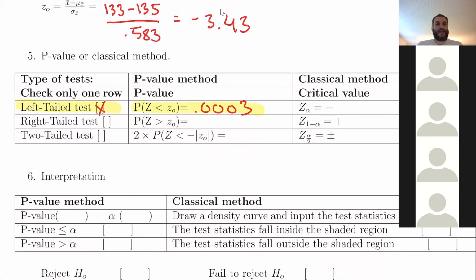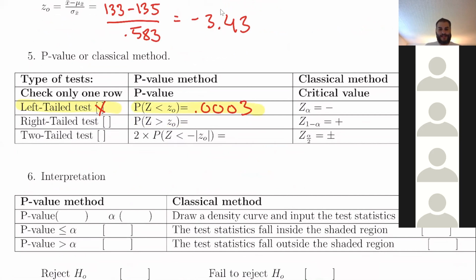So that's the new thing that I added to the notes. I checked that this is a left tail test, and I also put that the p-value is 0.0003. Everybody good with step number 5? All right, let's do step number 6.